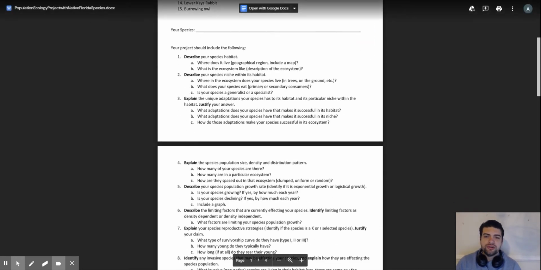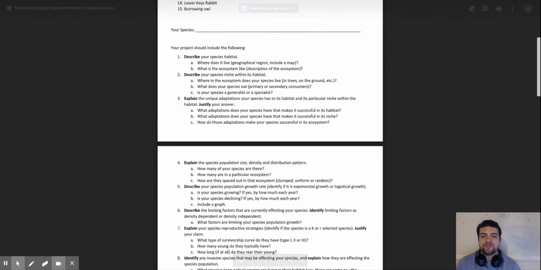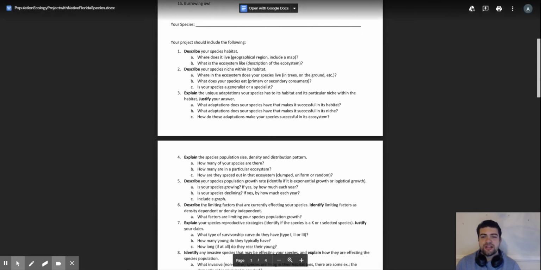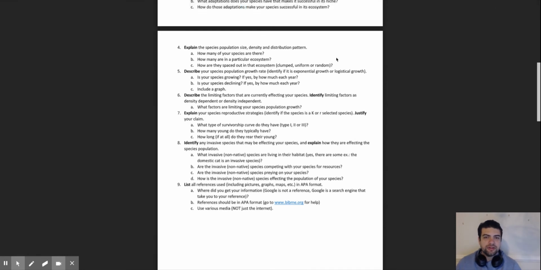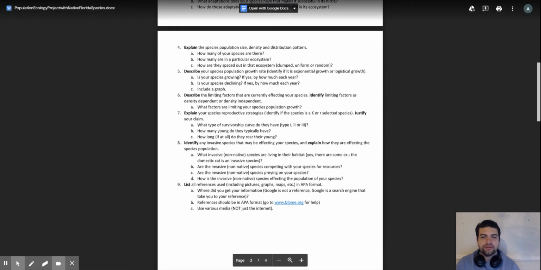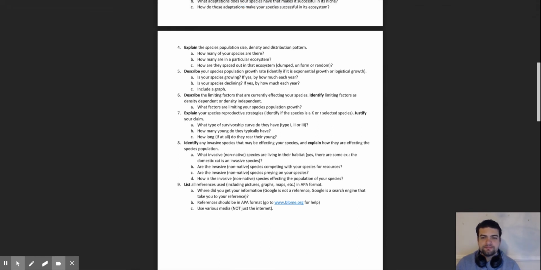On the paper, we include everything that you need. You need to describe the habitat, describe the species that live within that habitat, explain the adaptations, explain the population size, density, and distribution pattern, distribution meaning how it's spread out, whether it's all clumped together or whether it's spread out along the whole entire ecosystem.